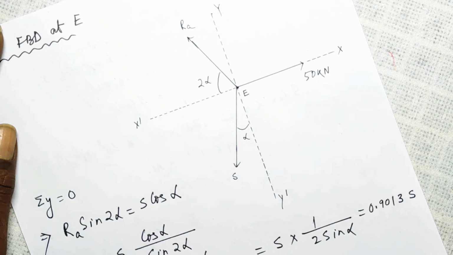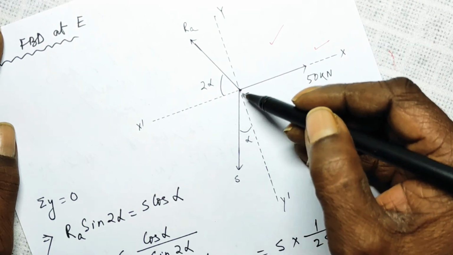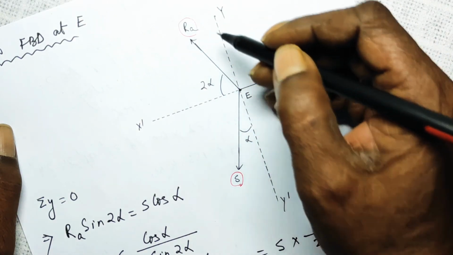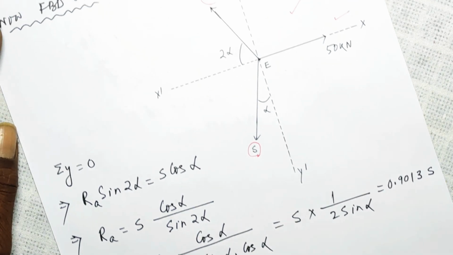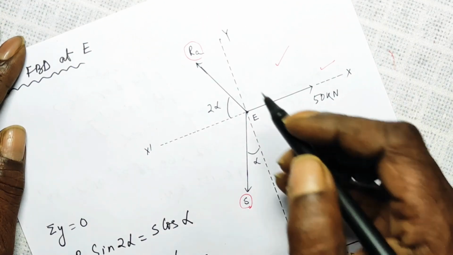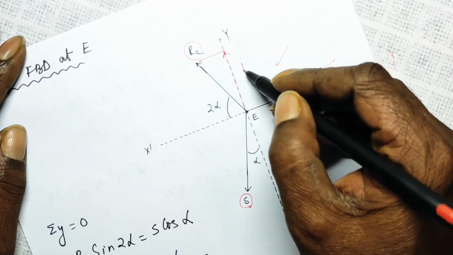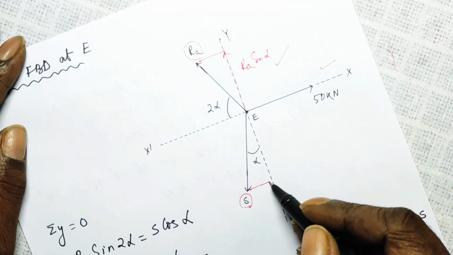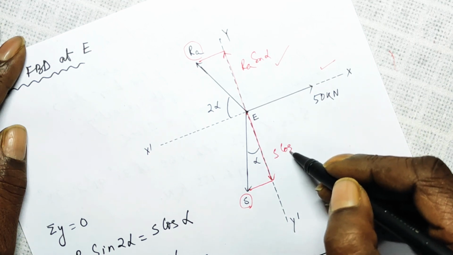So the free body diagram at point E looks like this: 50 Newton along positive x-axis. This is your axial force in the strut CD. This is your reaction force from the point of contact A. So let us apply sigma y is equal to 0. If you drop a perpendicular from here, this length will be your RA times sine alpha. And here if you drop a perpendicular, this length will be your S times cos alpha.